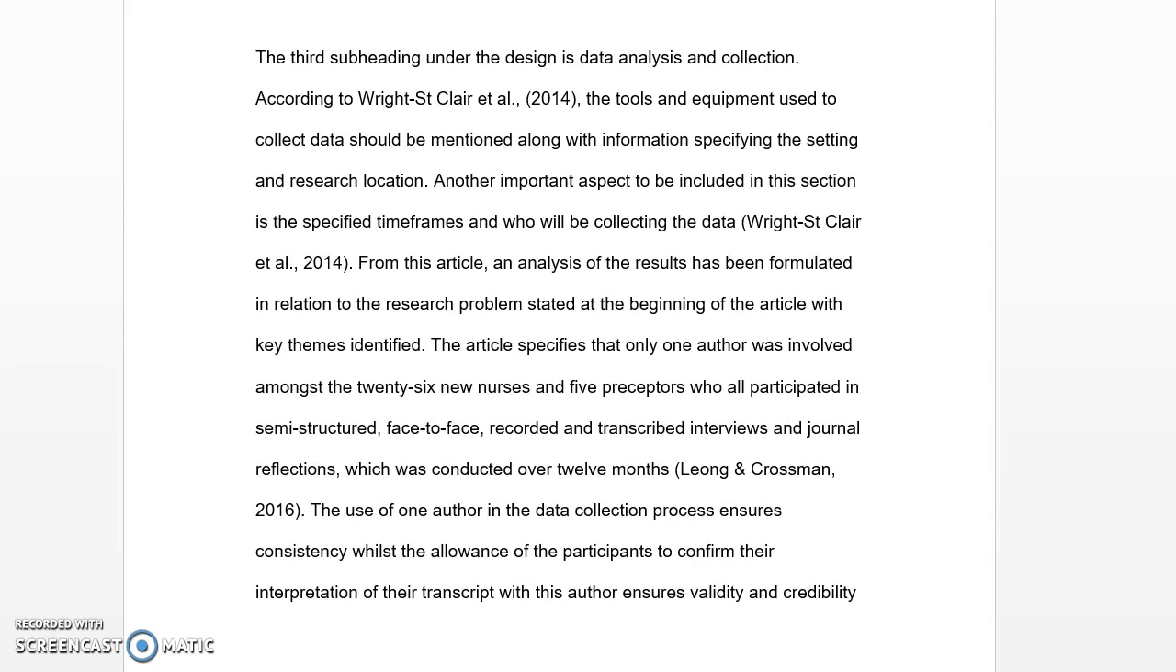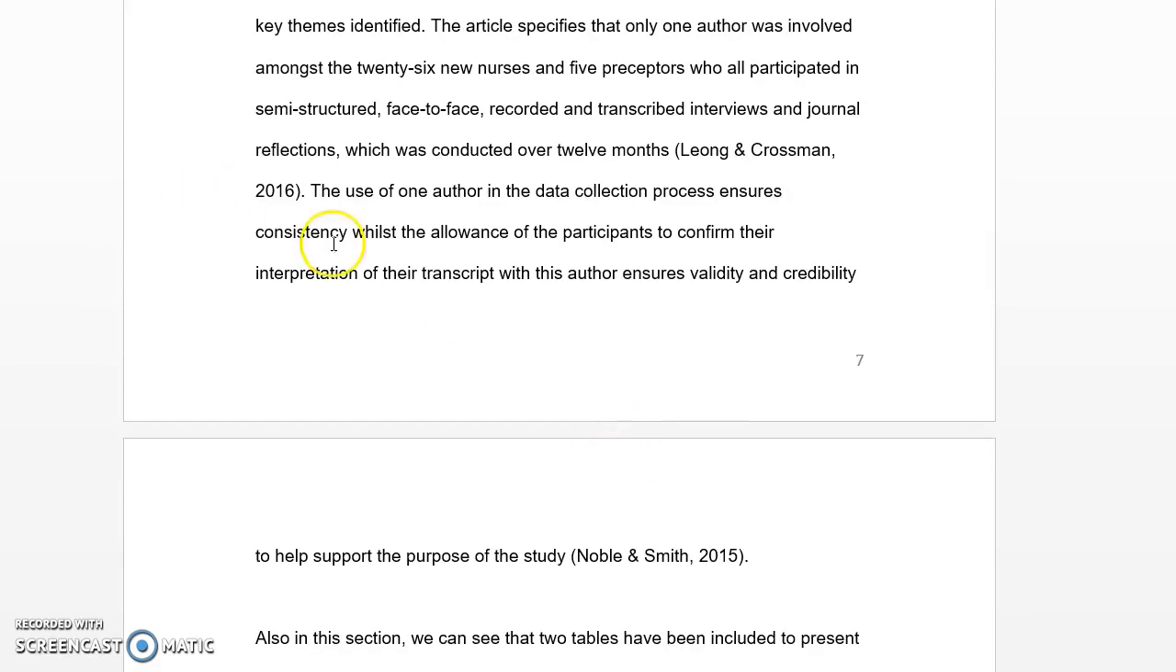Data analysis and collection. So again, talking about what's there, what should be there. So again, talking about what is there. And then she goes on to say, and here's her critique here: the use of one author in the data collection process ensures consistency, while the allowance of the participants, or I'd say the allowing of the participants to confirm their interpretation of their transcript with this author ensures validity and credibility to help support the purpose of the study.